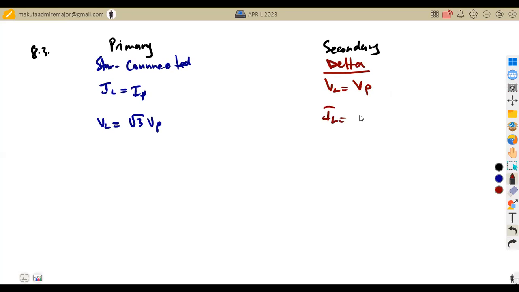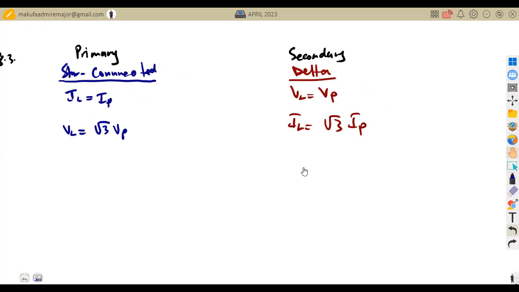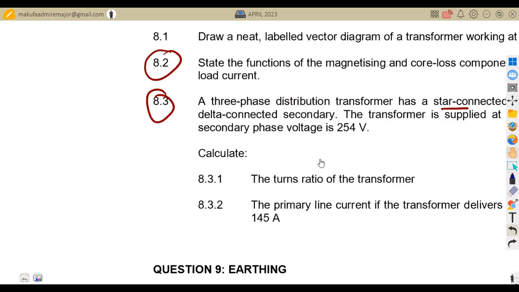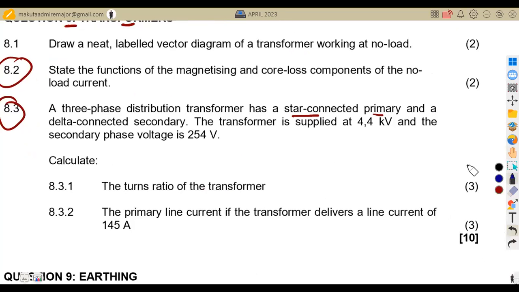So the line current is equal to square root of 3 times the phase current in this case. We talked about this also on our information sheet. From our information sheet, we said this is given, as I showed you guys. So that was the connection that we have. We shall see later what is happening. And we are given that the secondary is delta connected.